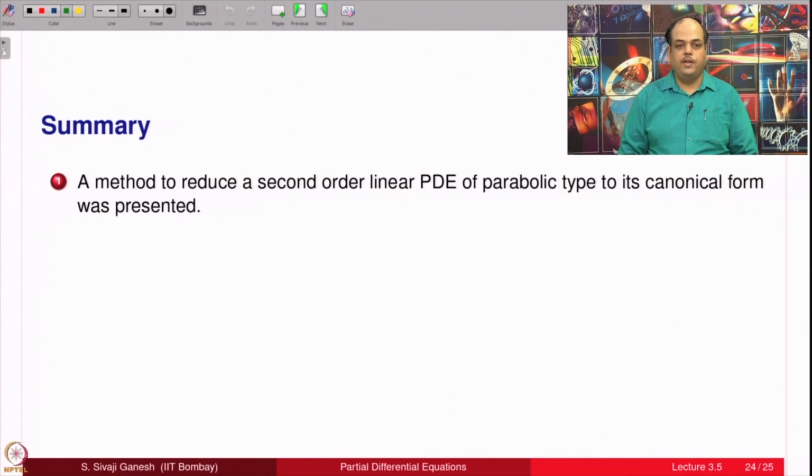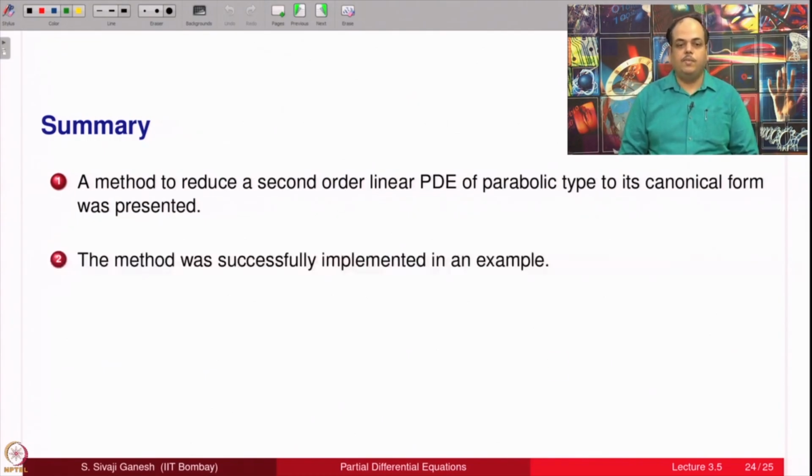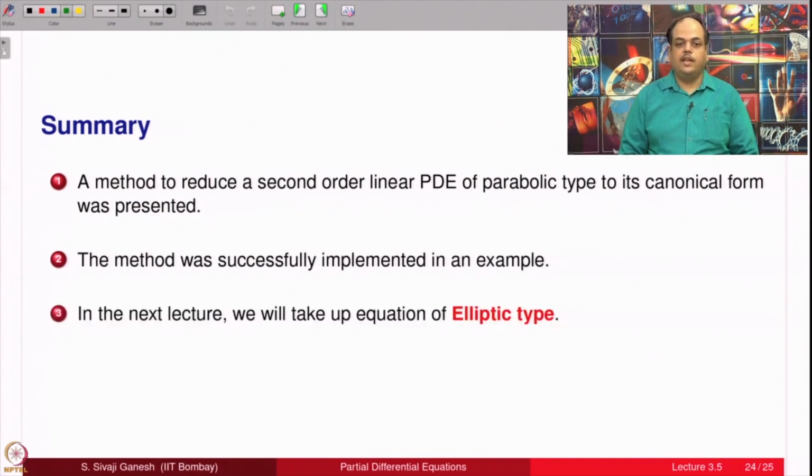So, what we did today is we have devised a method to reduce a second order linear PDE of parabolic type to its canonical form, and it was implemented successfully in an example. In the next lecture we will take up equations of elliptic type and get the canonical form for such equations. Thank you.